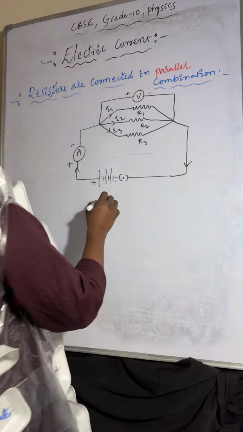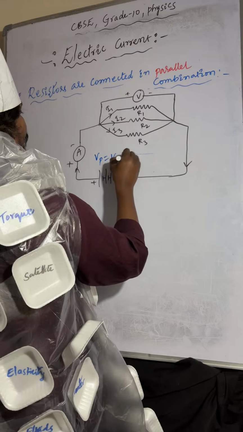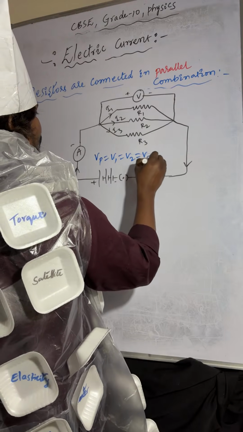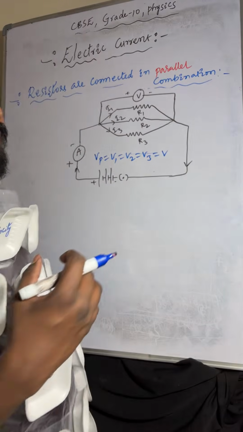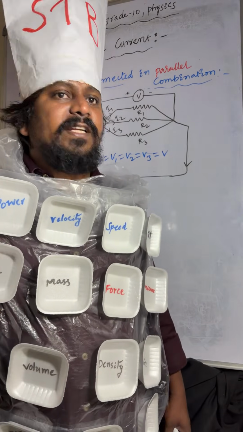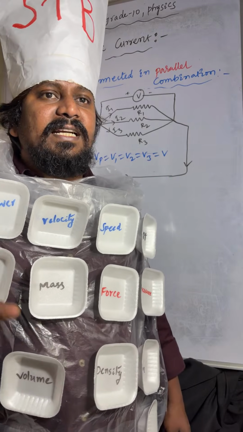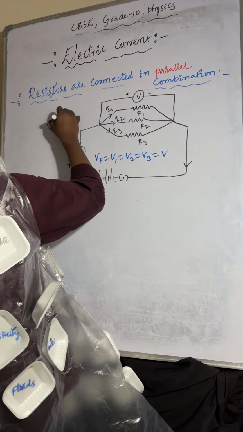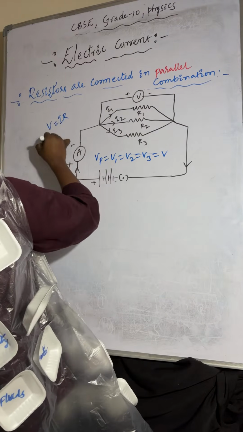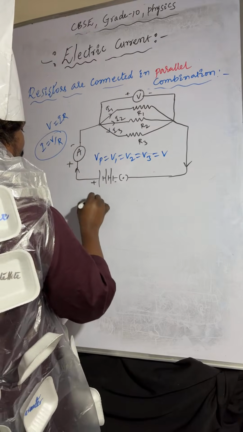Right? So now in this case, Vp equals V1 equals V2 equals V3 equals V, because in the parallel combination the potential difference is the same. Even though the current is different, the potential difference is same. So that's why I'm taking, from Ohm's law, V equal to IR, I equal to V by R.